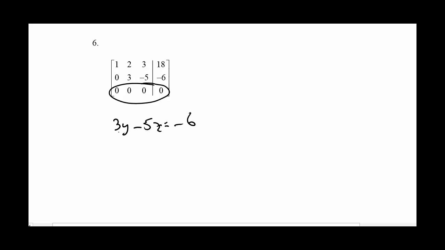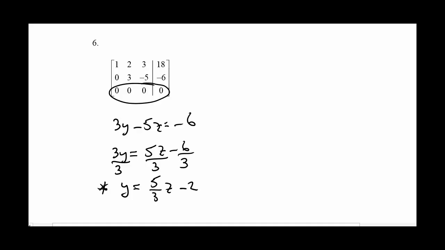And then I'm going to set up an equation and solve for y. So 3y is equal to 5z minus 6. And then I'll divide everything by 3. So I get 5/3 z minus 2. I'm just going to highlight that for right now because that's going to show up as part of my final answer. Then I'm going to go up to the top equation, and that means x plus 2y plus 3z equals 18. And I'm going to evaluate or plug in that y expression.